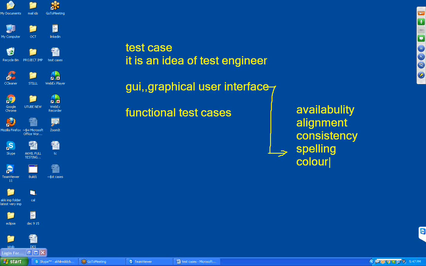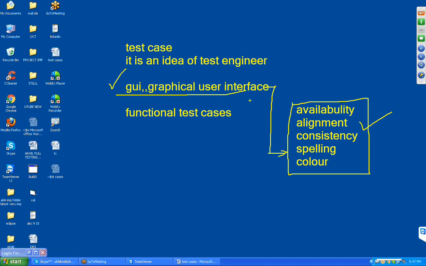Okay. Next, functional test cases. If you take any application, minimum we can write these 5 types of test cases. That is GUI test cases. GUI means graphical user interface. Without performing any actions, we can write the test cases. Then that type of test cases is known as GUI test cases or static test cases.